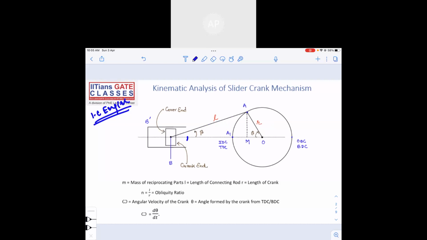First, we will do the kinematic analysis, then we will do the dynamic analysis. This chapter contains both kinematic and dynamic analysis. First, we're going to do the kinematic analysis, right? So, in kinematic analysis, we'll find out the displacement of the piston, the velocity of the piston, the acceleration of the piston, the acceleration of the connecting rod, and the angular acceleration of the connecting rod. All these things we are going to see, right? But unfortunately, we will not be able to derive it.